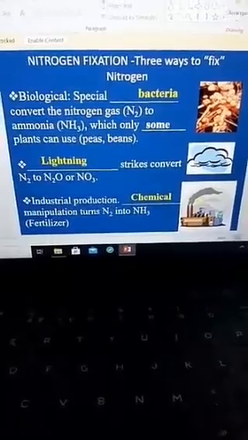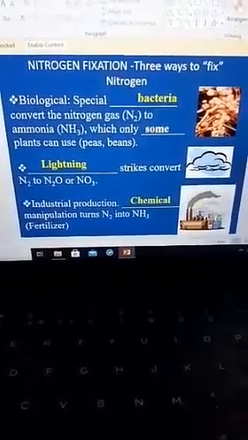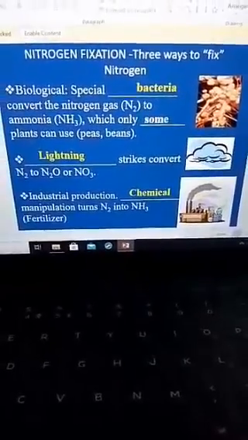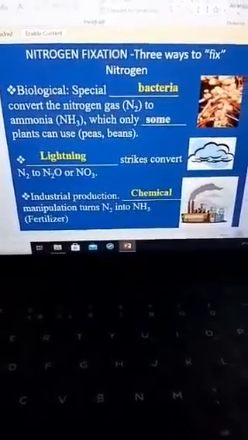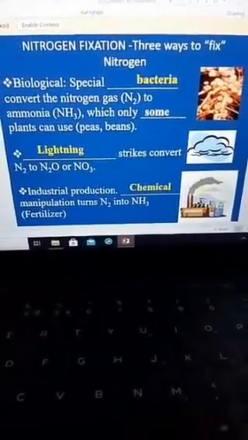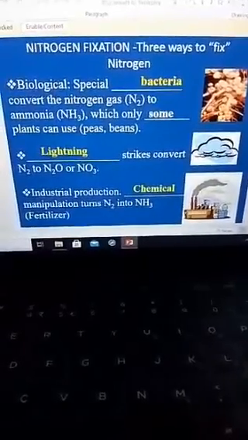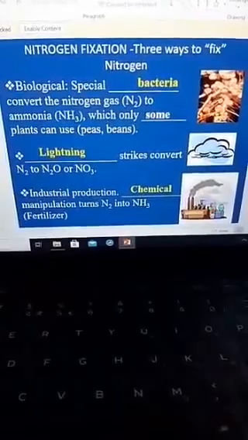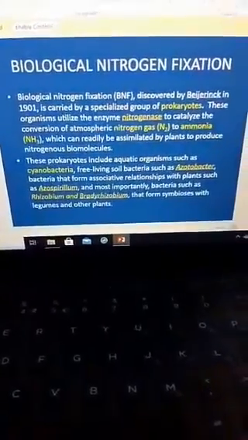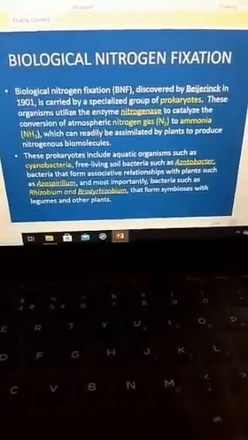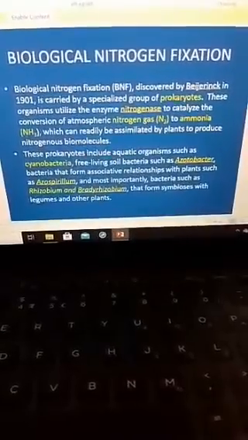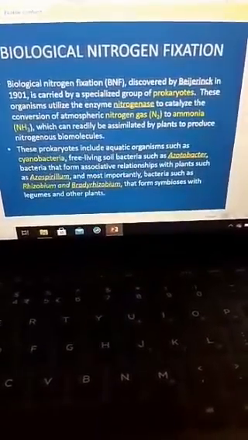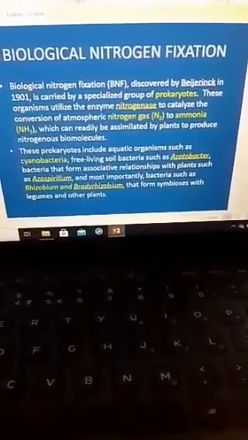Only microorganisms can do this, and higher plants themselves on their own cannot convert that N2 gas. So they team up with the bacteria to do this wonderful process. Here this slide is showing you about nitrogen fixation.